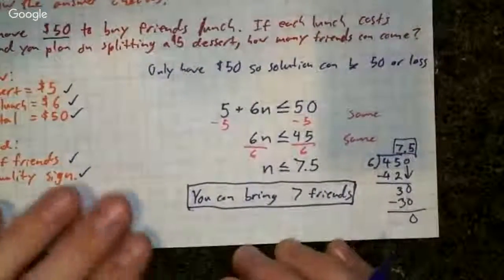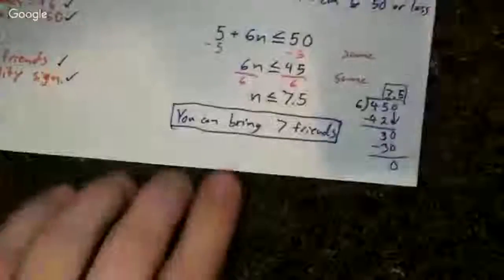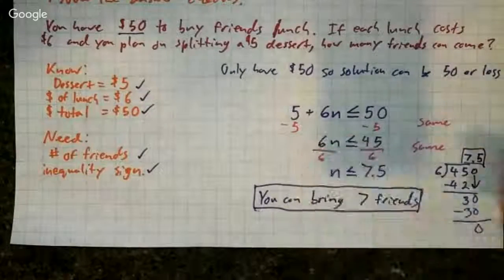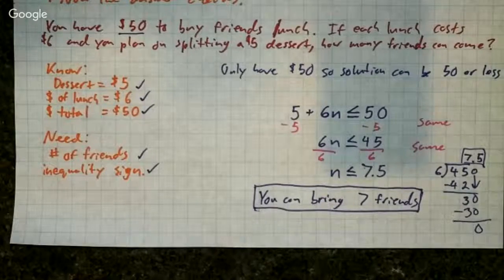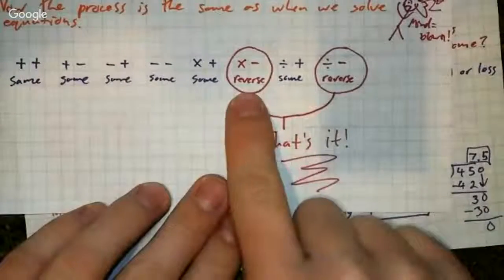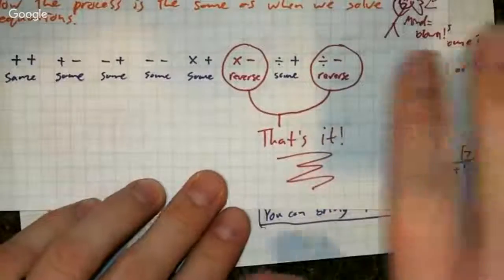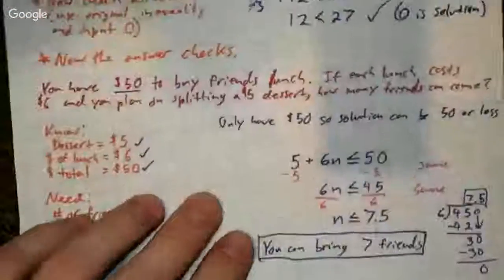And there we go. So we did one 2-step mathematical inequality and one 2-step real-world inequality. The only difference between what we did last week with equations and what we're doing this week with inequalities is the fact that there is this rule. If you multiply by a negative, you reverse the signs. If you divide by a negative, you reverse the signs. Everything else stays the same. All right, that's it for our work today.